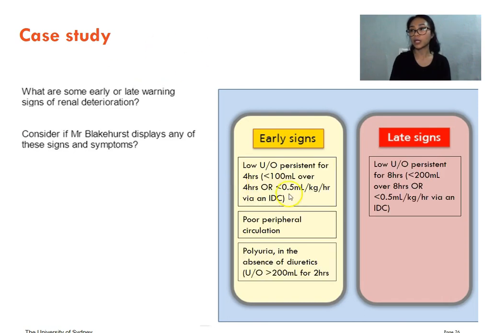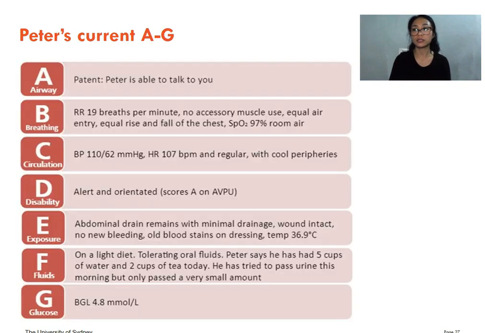So the correct answer would be that the low urine output persistent for 4 hours is an early sign. Poor peripheral circulation is an early sign. And polyuria in the absence of diuretic medications is considered an early sign. The only late sign with regards to those options is the low urine output persistent for 8 hours. And so this is a good test of your knowledge. And have a think if our current case study patient, Mr. Peter Blakehurst, displays any of these signs or symptoms.